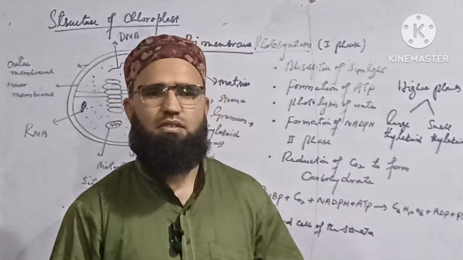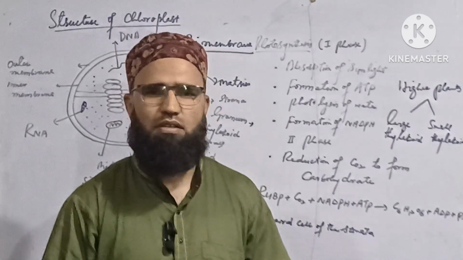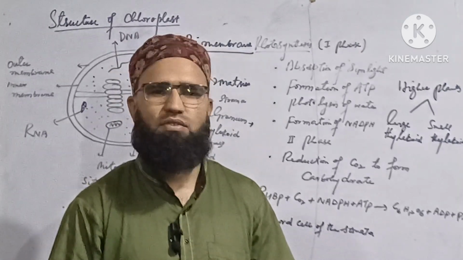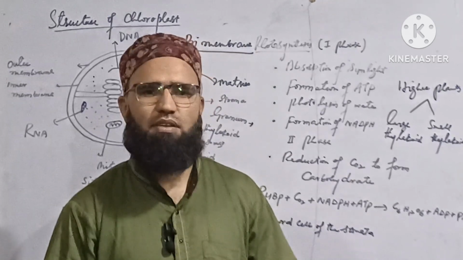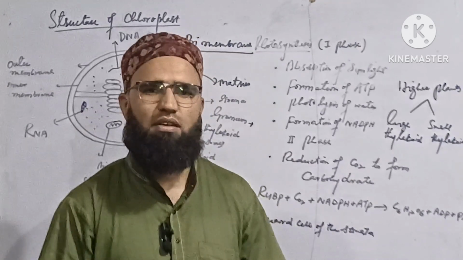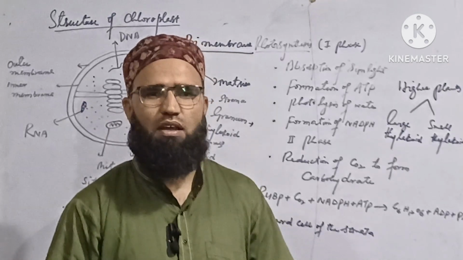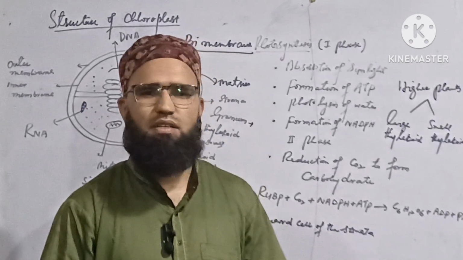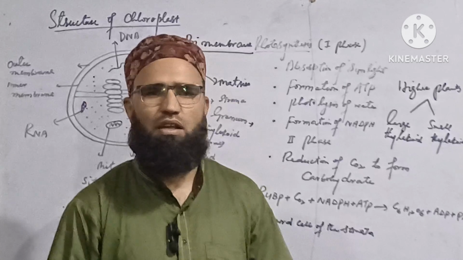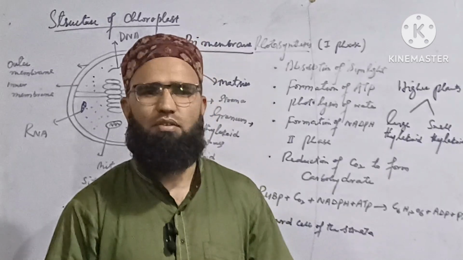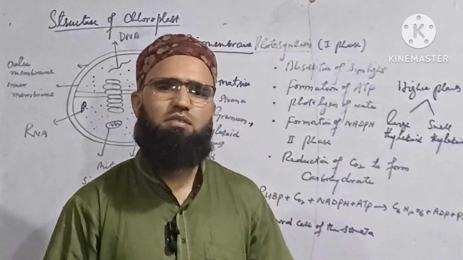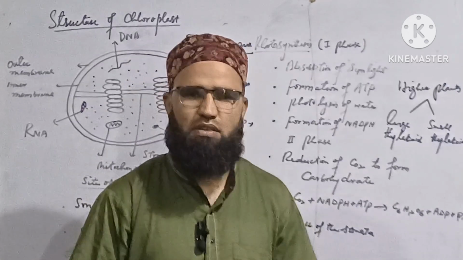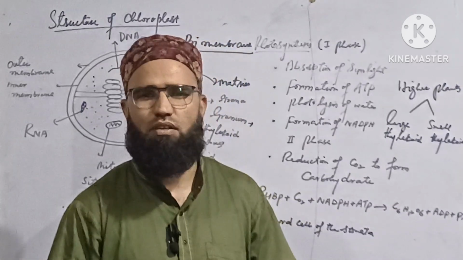Today we are going to discuss the structure of the chloroplast. This topic is present in the first chapter of 10th biology, that is Life Processes. In this chapter we have so far discussed nutrition and its types. The first type of nutrition is the autotrophic mode of nutrition, that means how plants are able to produce their own food by the process of photosynthesis. It is because of the presence of the chloroplast that they are able to produce their own food.